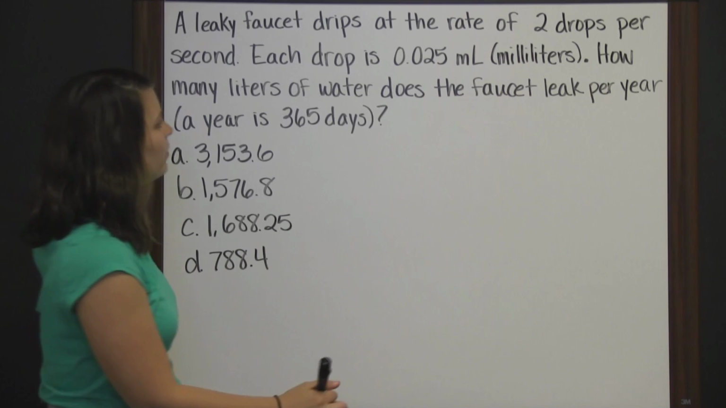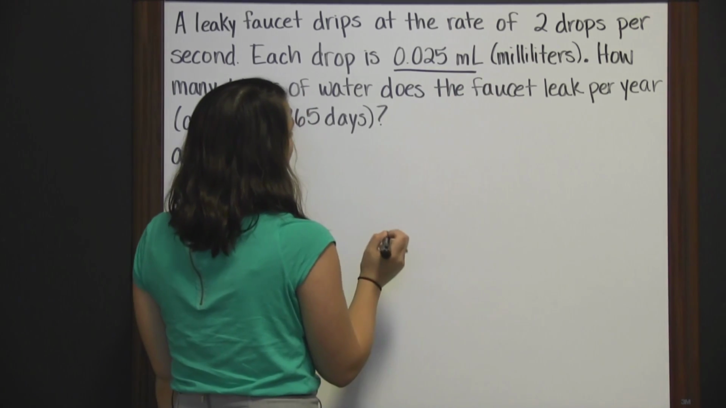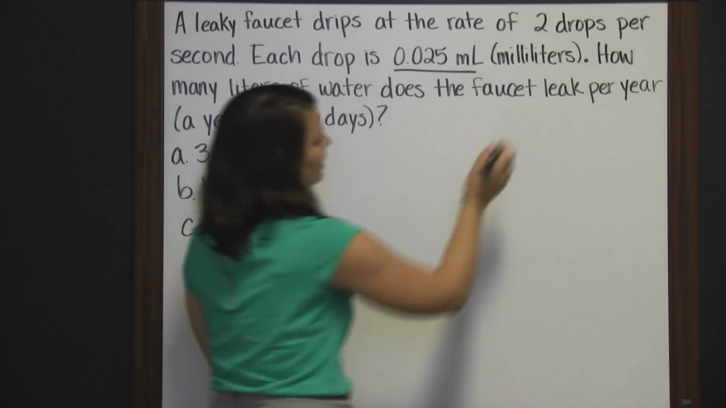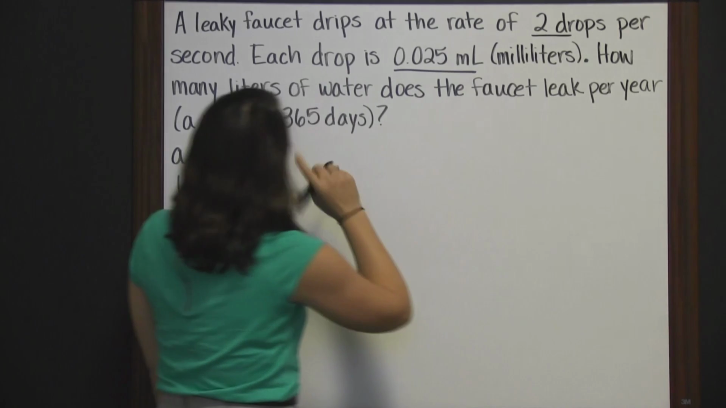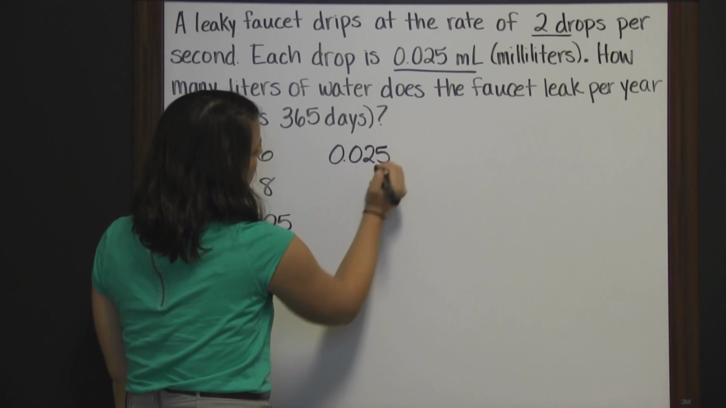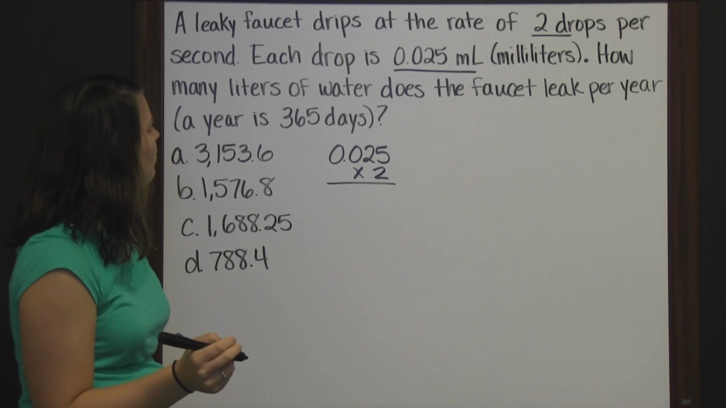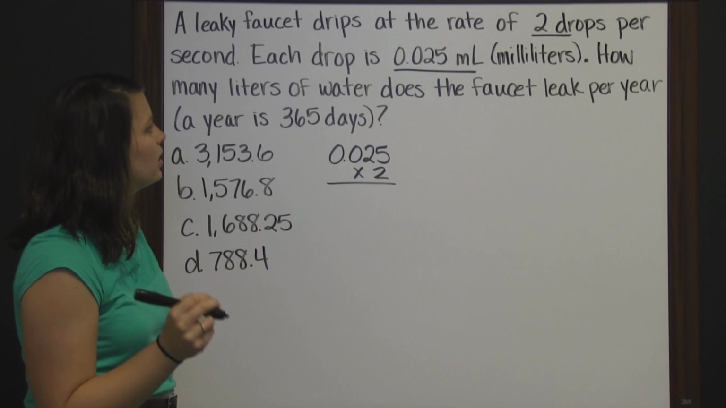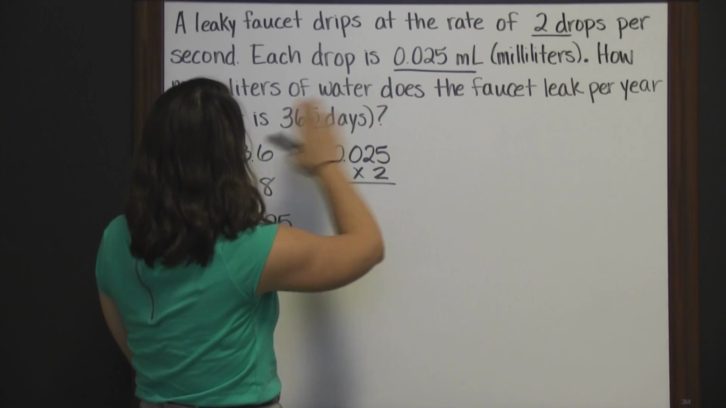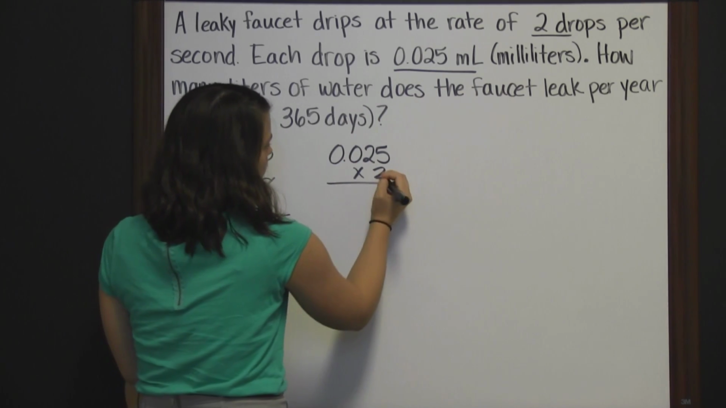So I'm going to start with this 25 thousandths milliliters because it says it drips at a rate of 2 drops per second. But each drop is 25 thousandths milliliters. So I need to multiply that times 2 to figure out how much water drips each second. Because it drips 2 drops per second, so 2 drops, I need to multiply 25 thousandths times 2.